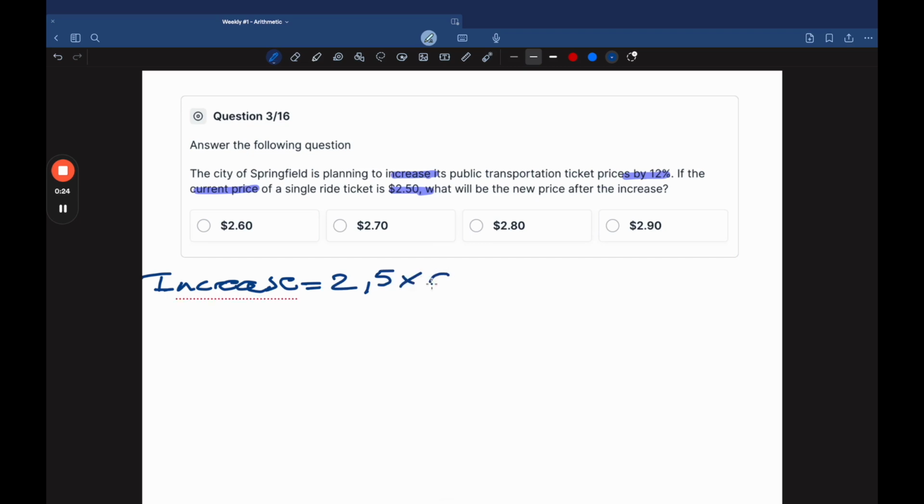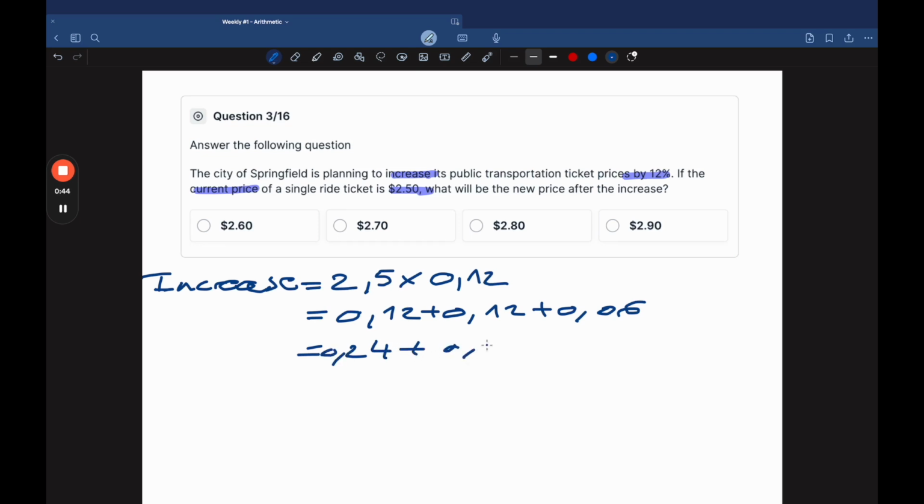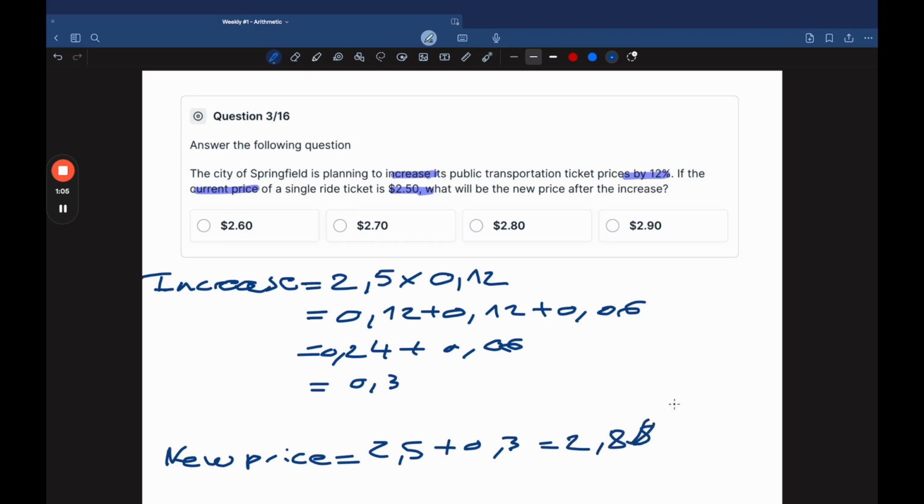Step 2. Calculate the 12% increase. First, find 12% of $2.50. To do this, multiply $2.50 by 0.12. 2.50 times 0.12 equals 0.30. Step 3. Add the increase to the original price. Now, add the increase of 30 cents to the original price. $2.50 plus 30 cents equals $2.80. The new price of a single ride ticket after a 12% increase will be $2.80.